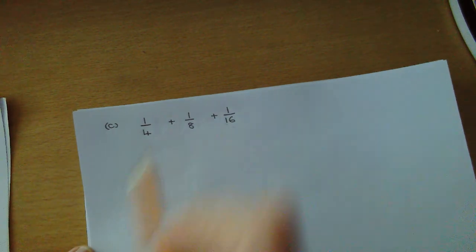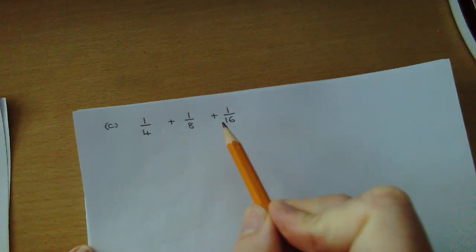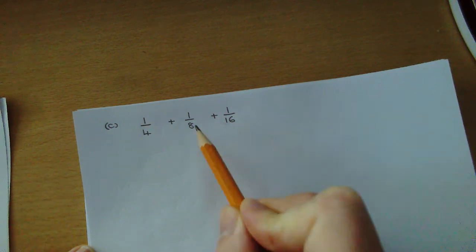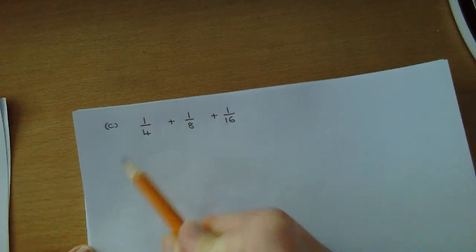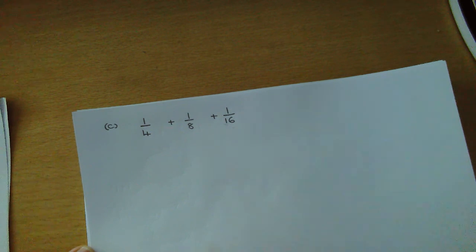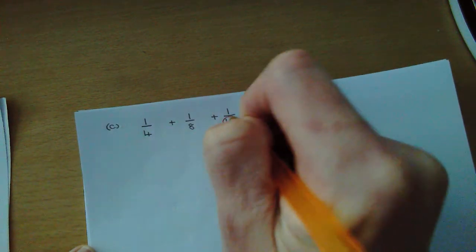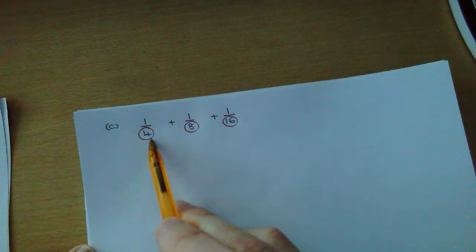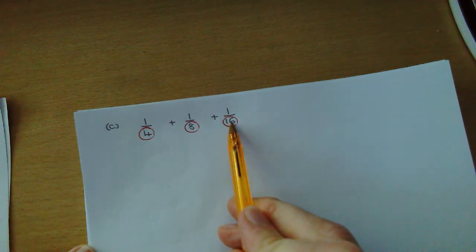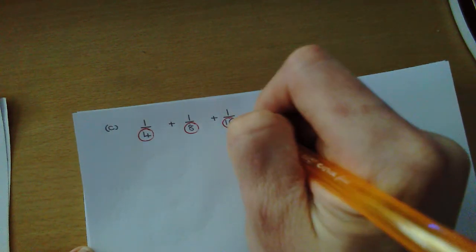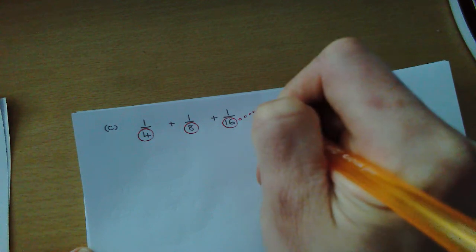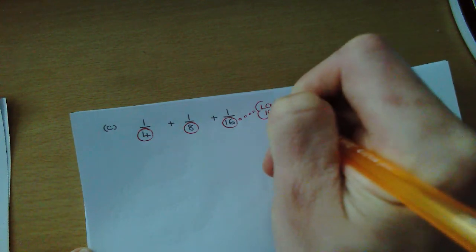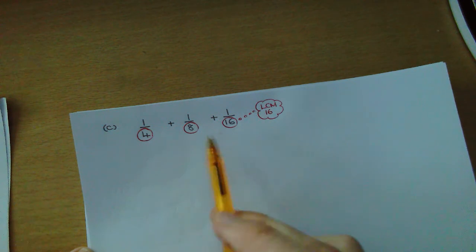Okay, example C then, we're adding 1/4, 1/8 and 1/16. At the minute we're not allowed to add them because all their denominators are not the same. So we've got to make them the same by getting the lowest common multiple of them. So the smallest number that 4, 8 and 16 all go into is 16. So we're going to make all the denominators into 16.